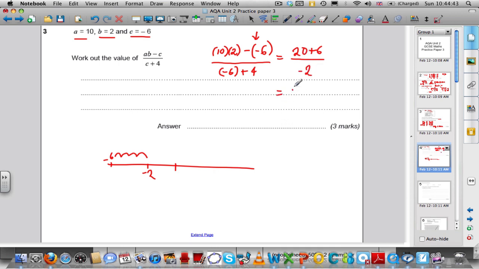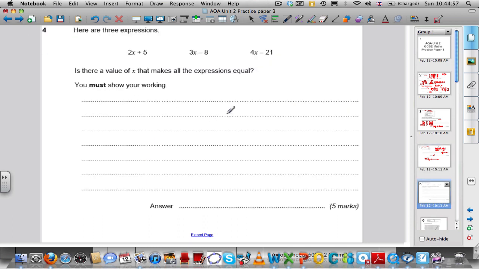Work out the top is 26 divided by negative 2. Well, 26 divided by 2 is 13, but 26 divided by negative 2 must be negative 13. So the answer is negative 13. Question 4. Here are 3 expressions.